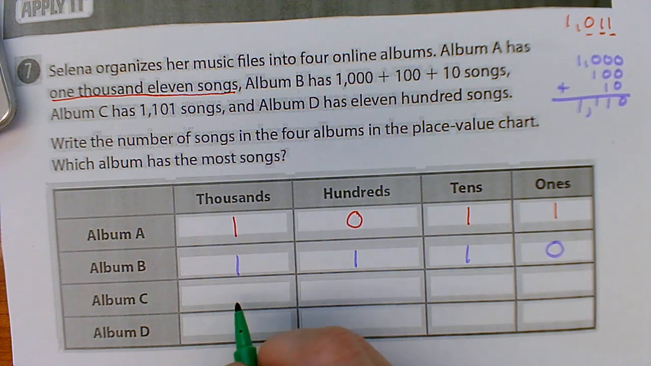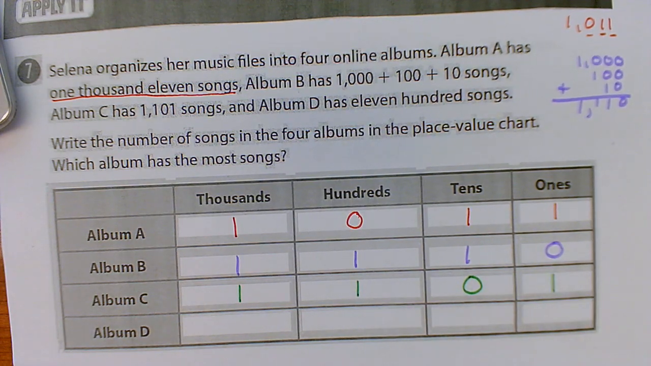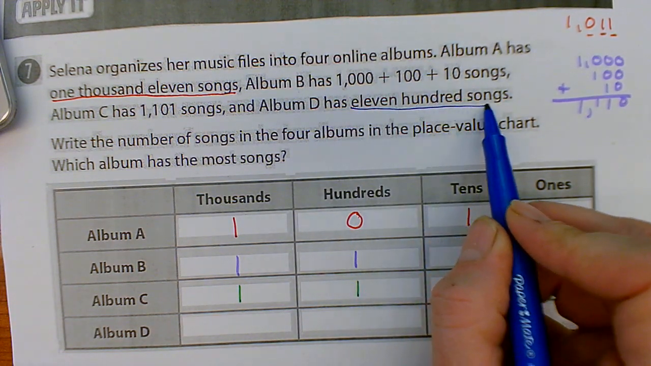1,101 songs. That's nice and easy. I can just write that in here. How easy was that? Now, album D is the interesting one. I like album D. It says that album D has 1,100 songs.